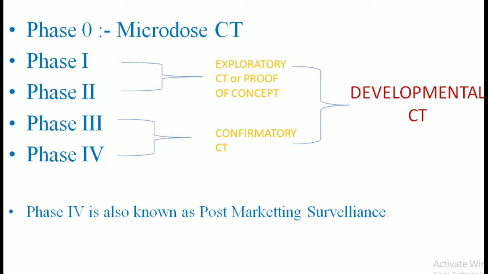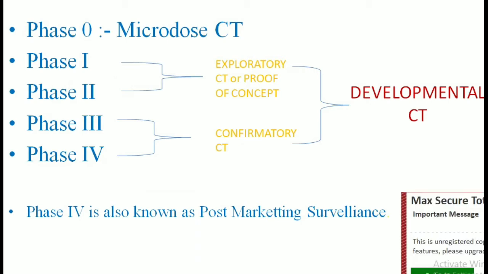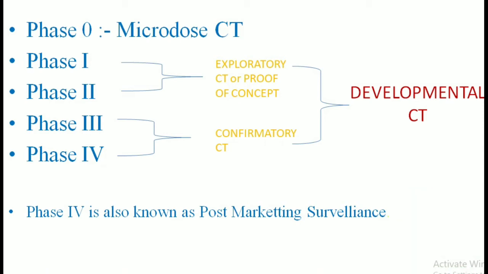Now there are different phases, as I told you earlier: phase 0, phase 1, phase 2, phase 3, and phase 4. In phase 0 we generally give a very small amount, that is, a micro dose, in clinical trials. In phase 1 and phase 2 we generally get the proof of concept, that is, whether it is really working or not. In phase 3 and phase 4 finally we do the confirmatory tests of clinical trials. And as I told you earlier, phase 4 is also known as post marketing surveillance.